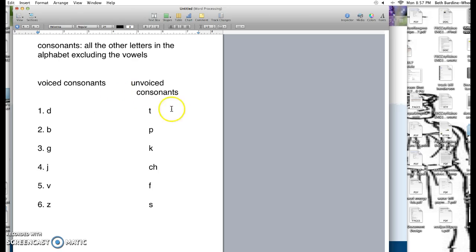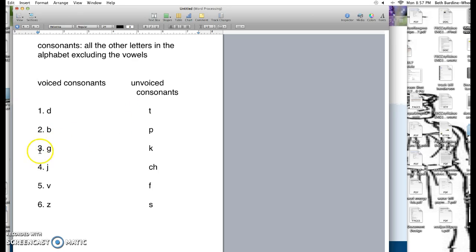But if I make the T sound, the unvoiced consonant, the sound is coming only from my mouth. There's no sound coming from my throat at all. I have T, T, T, T. And I can hear the T sound coming out of my mouth. If I hold my hand up to my throat, there's not any vibration or very little.